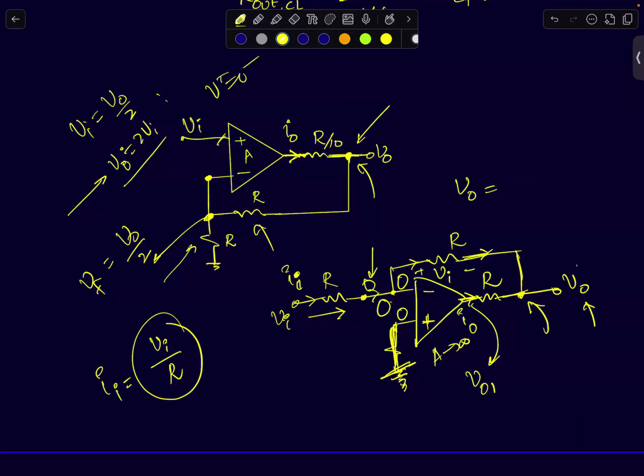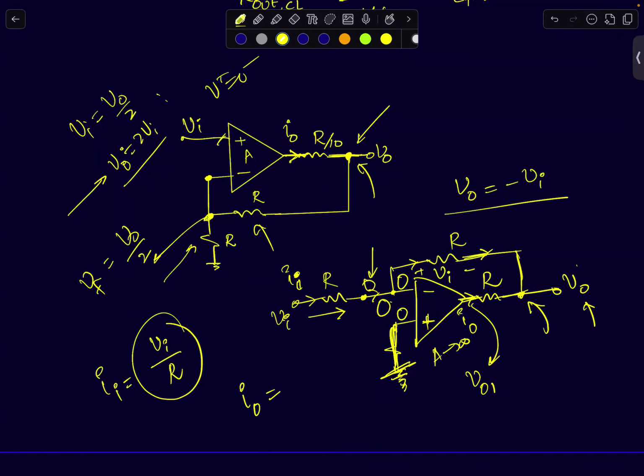This node is at 0 volts. Voltage drop across this resistor is Vi. It will be minus Vi. V0 is minus Vi. V0 is simply equal to minus Vi. Now, if V0 is minus Vi, what is I0? What is the current supplied by the op-amp?